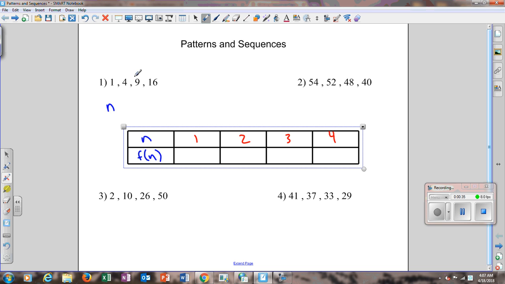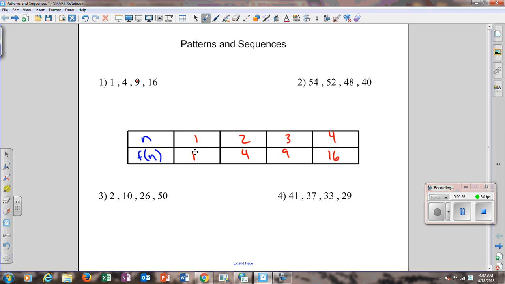So there's 1, 2, 3, 4 numbers. And f of n is going to be what these numbers are. So 1, 4, 9, 16. Now just by doing that, I've simplified this style of question.